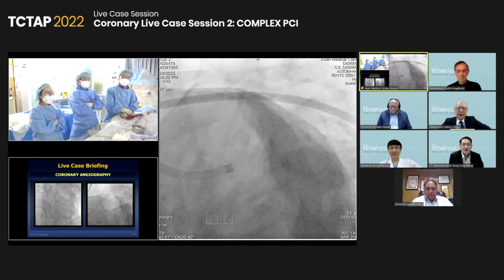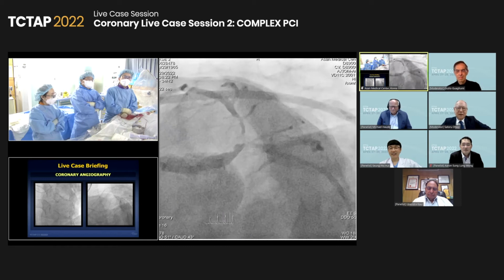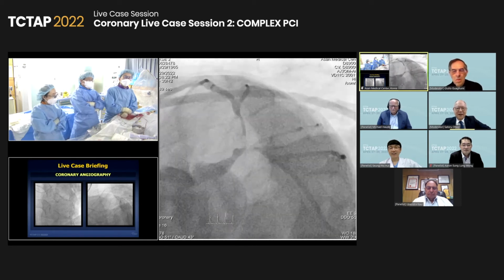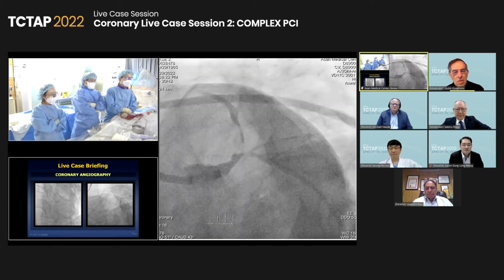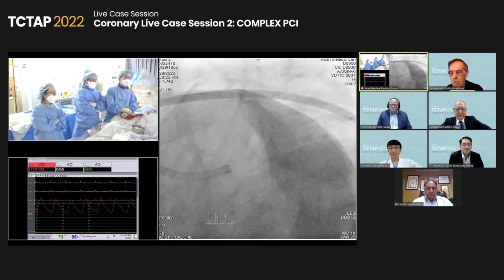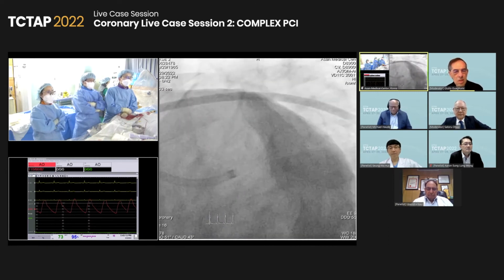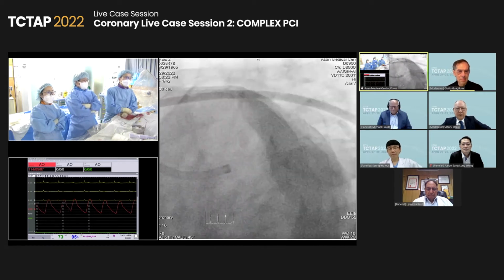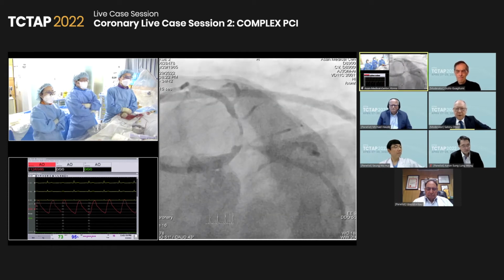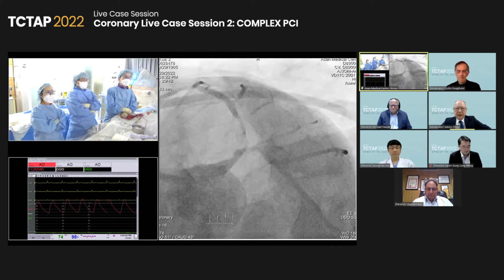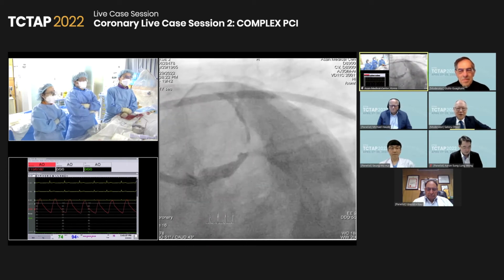Julio, how about a supporting device in this case? We don't need a supporting device. Well, it's a normal EF, so the right gives collaterals to the LAD. So I'm not going to use a supporting device in this case, personally. Maybe the small balloon, in both directions, maybe supports preserving function during the procedure.